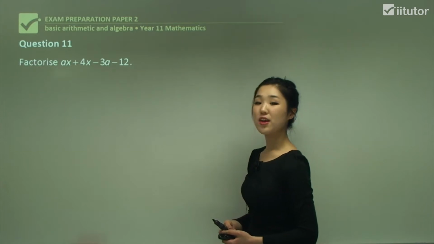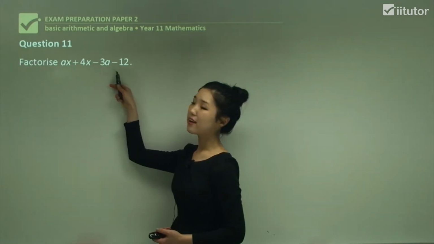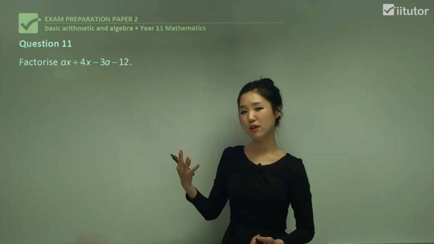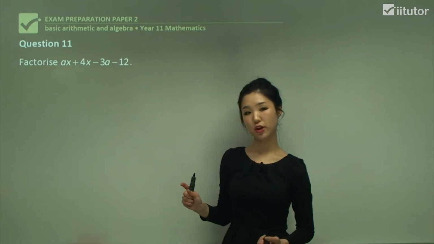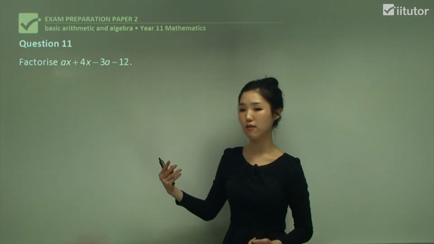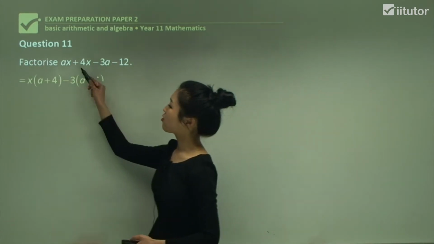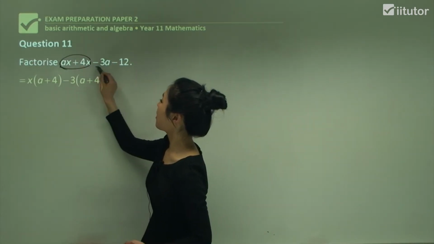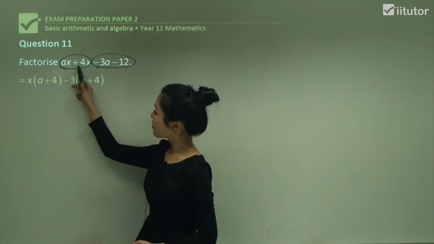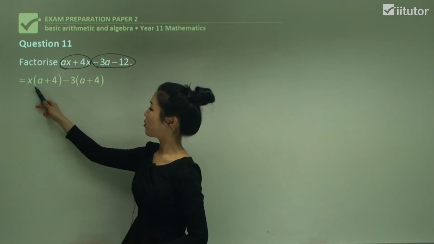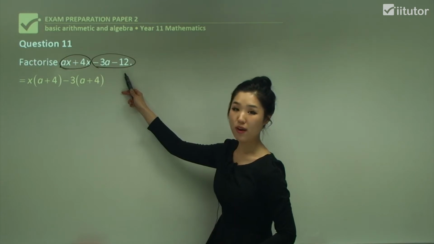Question 11. Okay, we're factorizing this expression and it has 4 terms. And guys, remember, I told you that whenever you see an expression with 4 terms, try to group them into 2's. Okay, so group them 2's and factorize it individually and see what you get. So what I'll do is try to group these 2 together and these 2 together. So see how I factorize that one individually? See, the common factor is x. So we have a plus 4 left inside. And here, negative 3 is common.